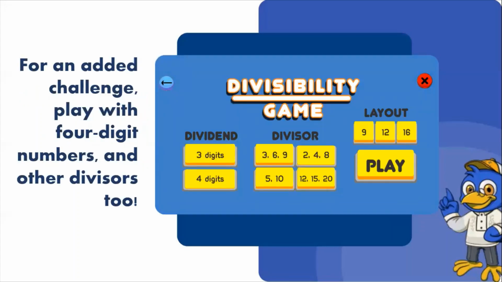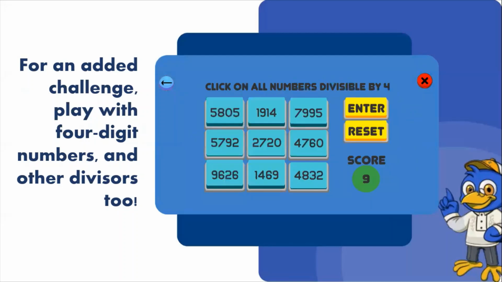For an added challenge, players may also play with 4-digit numbers and other divisors too. For example, 2, 4, or 8. So click on all numbers divisible by 4, and these are the numbers 5,792, 2,720, 4,760, and 4,832. Using the divisibility test by 4, the last two digits must be divisible by 4.